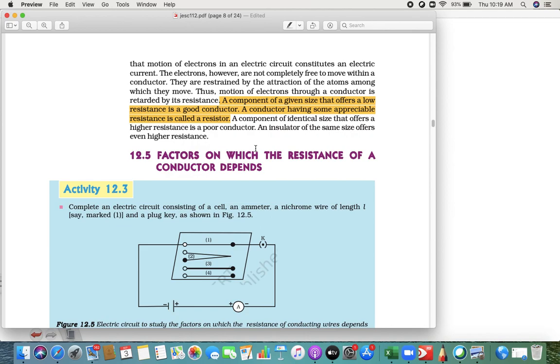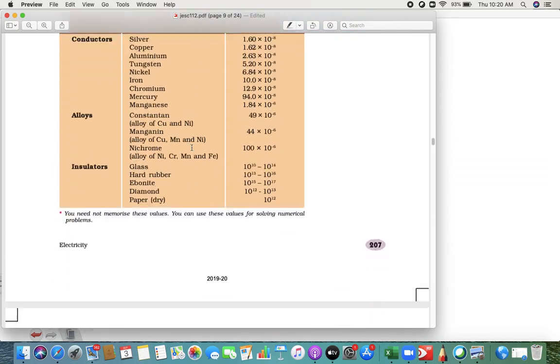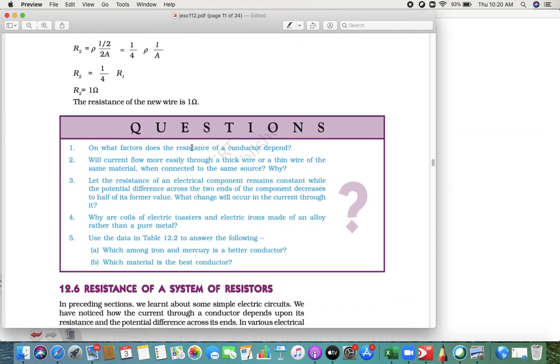Now what we are going to see next is how many things resistance depends on. For that they have taken an experiment. They take a wire of 1 meter, a wire of 2 meter, a wire of 3-4 meter. So we are going to see what factors the resistance depends on.